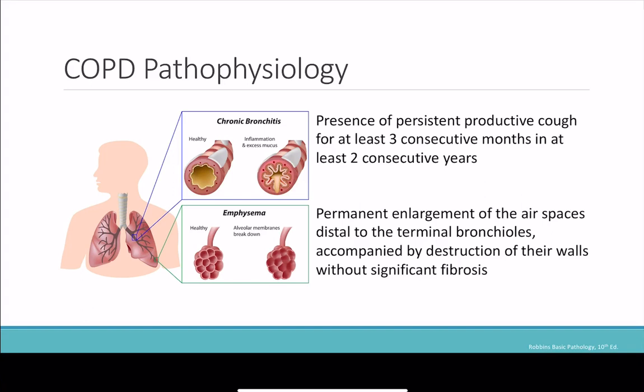So chronic bronchitis is the presence of persistent, productive cough for at least 3 consecutive months in at least 2 consecutive years. So chronic bronchitis is very much descriptive of the symptoms, whereas emphysema is defined as permanent enlargement of the air spaces distal to the terminal bronchioles accompanied by destruction of their walls without significant fibrosis. Those are the textbook definitions of those two.